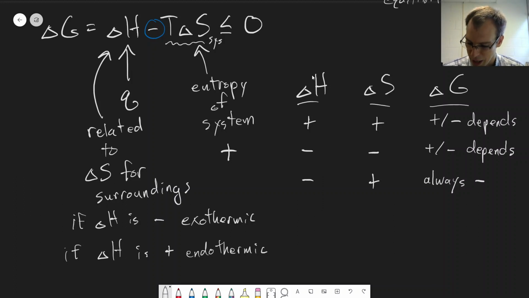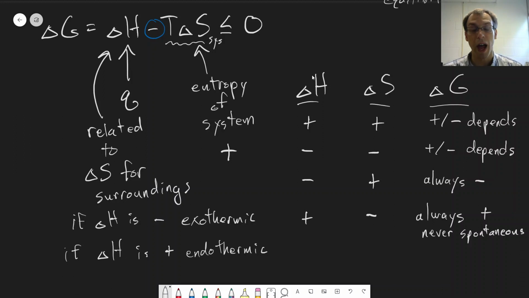And that process will always be spontaneous, no matter what the temperature is. For these ones where it depends, the temperature is going to be a big factor. And if we have a positive delta H and negative delta S, this will always be positive, and so this will never be spontaneous. So this would be a case of a process that could never happen without some external energy put into the system to drive this process. And so that covers all of our possibilities between exothermic and endothermic and the entropy change of our system.